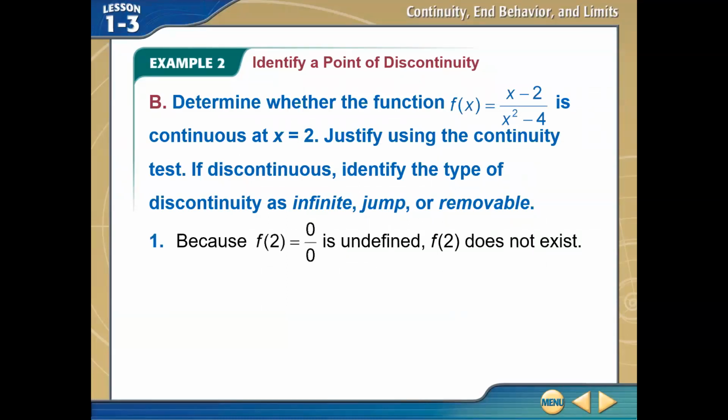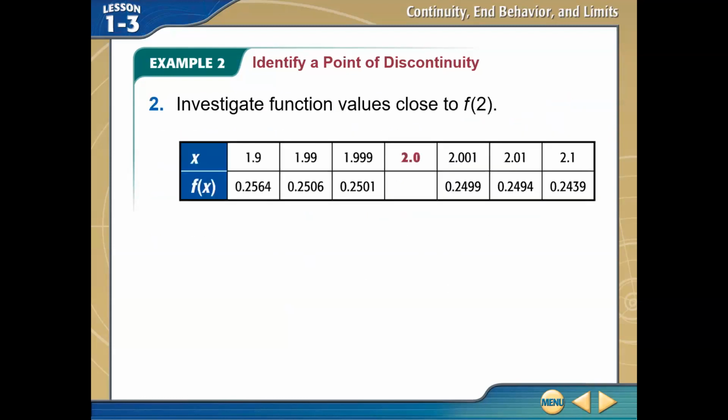So when I plug 2 in, 2 minus 2 on the top is 0. 2 squared is 4 minus 4 is 0 on the bottom. It's undefined, and f of 2 does not exist. Okay? So we know it's discontinuous at x equals 2. Now it's just time to decide which type of discontinuity it is.